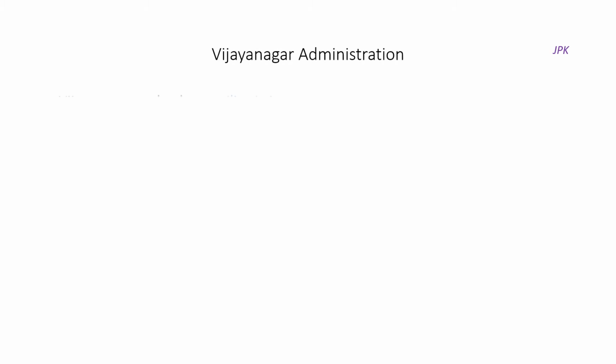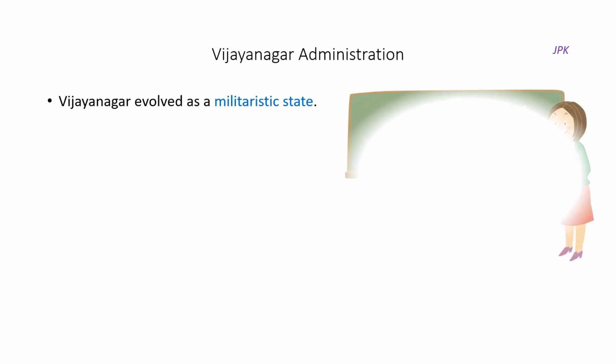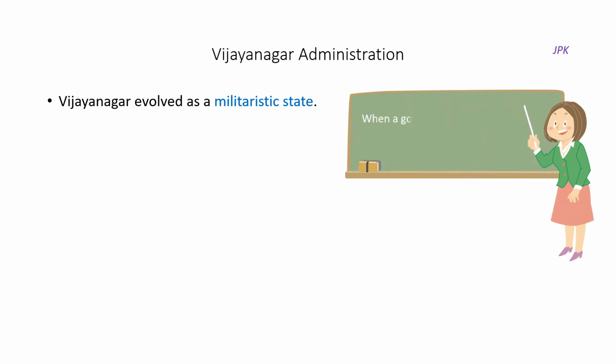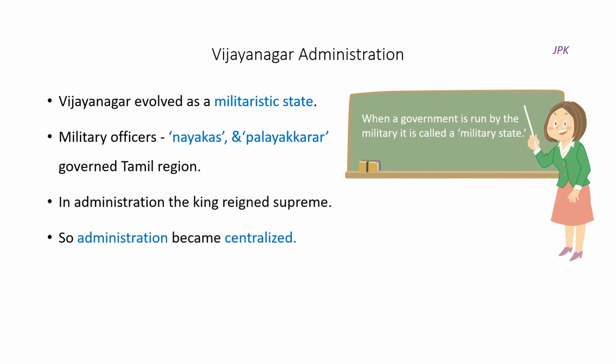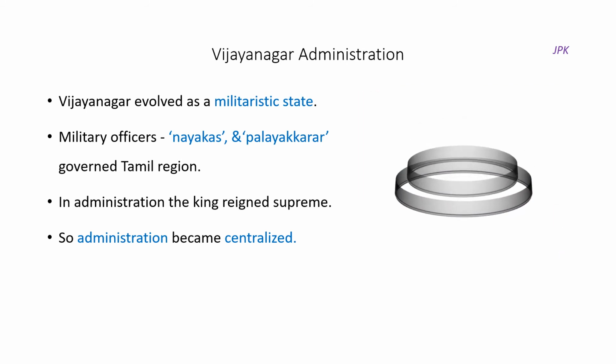The Vijayanagar administration. The Vijayanagar administration was basically a military form of state. Regions were entrusted to military officers called Nayaks and Palayakaras. Since the country was run on behalf of the king, administration in the Vijayanagar Empire became more centralized.